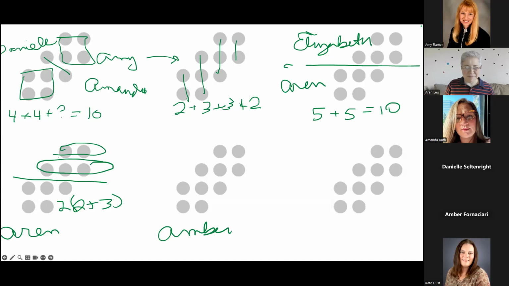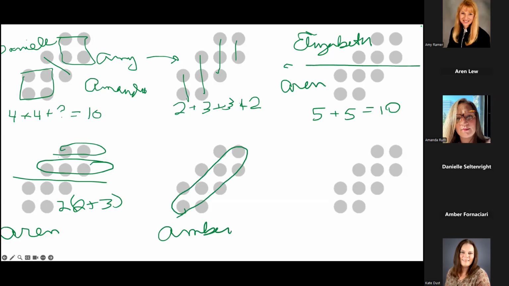Amber says, I saw 10 with a diagonal of 4 and then 2 rows of 3 on either side. Okay, so the 4 came first. And from that, 2 threes also equals 10. Very cool. That's all we have in the chat. Good. Okay. Did anybody else want to share?